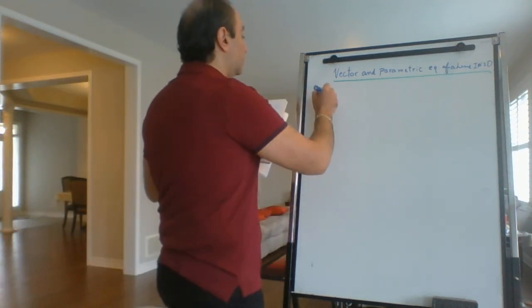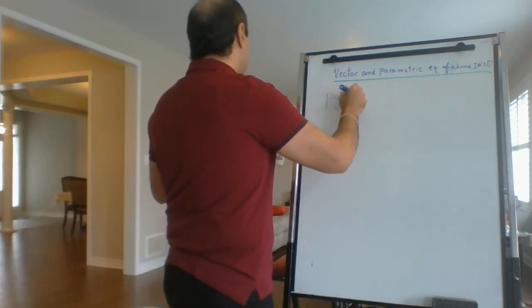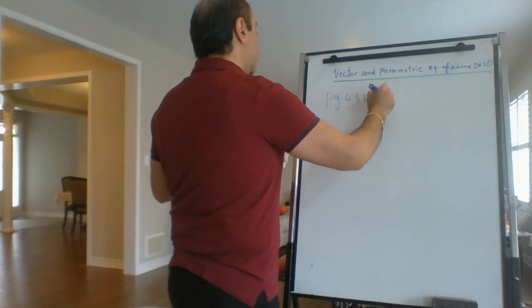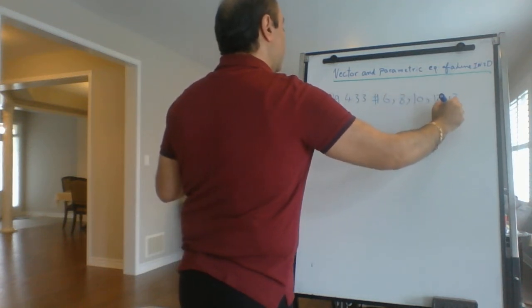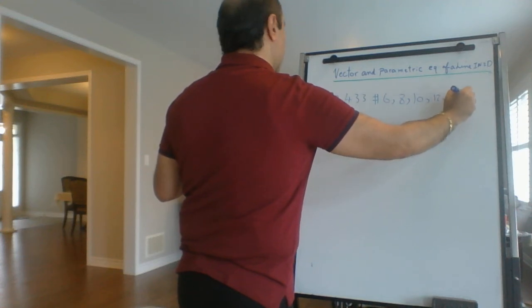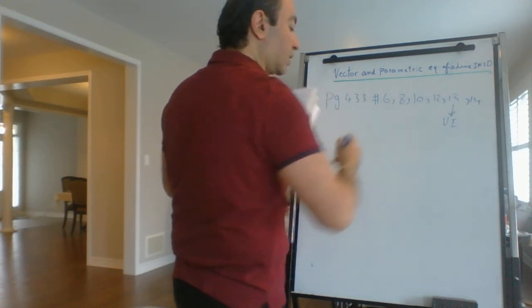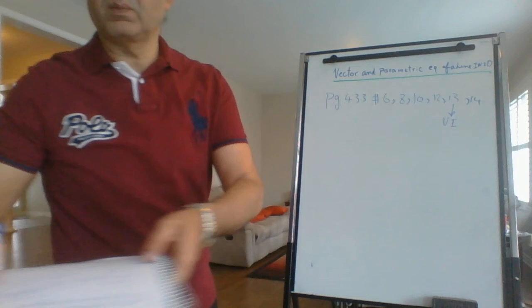Page 433, numbers 6, 8, 10, 12, 13 is very important, and number 14. All of those are important, but 13 is very important.